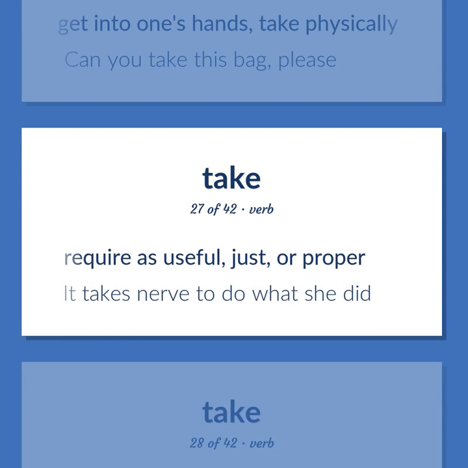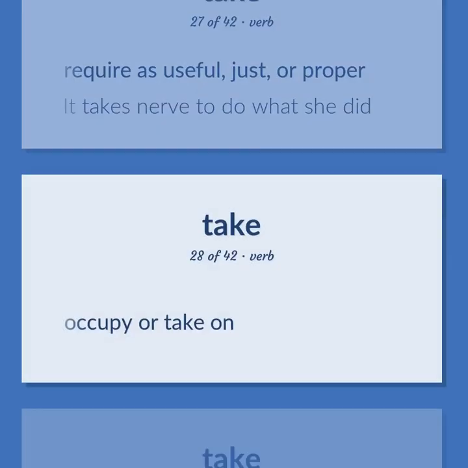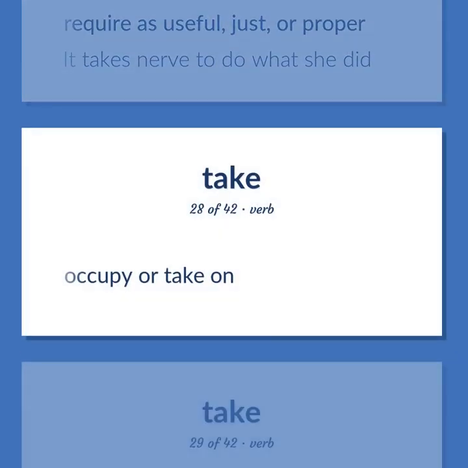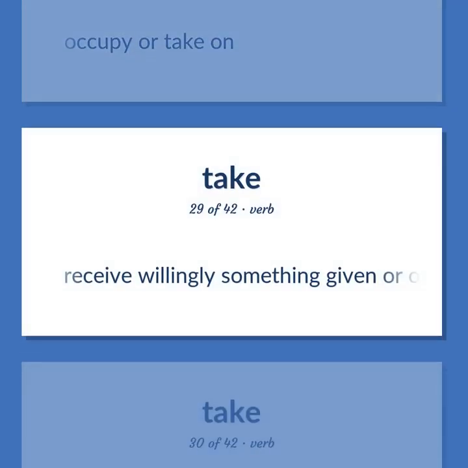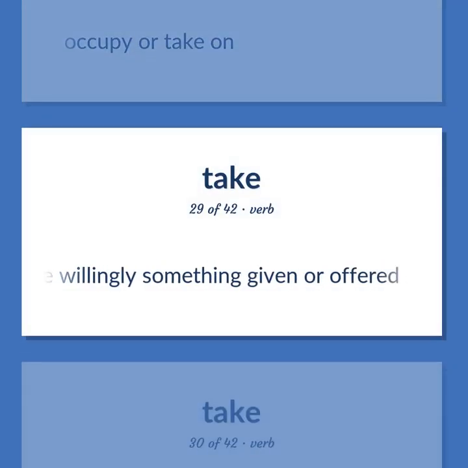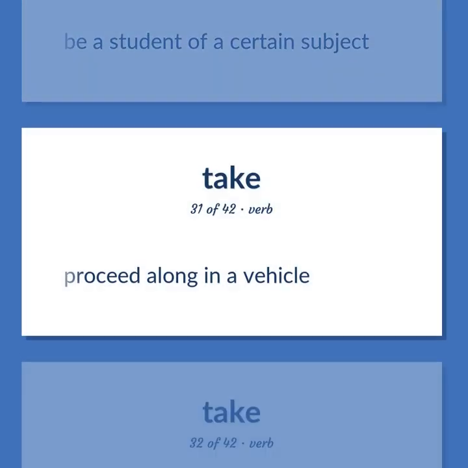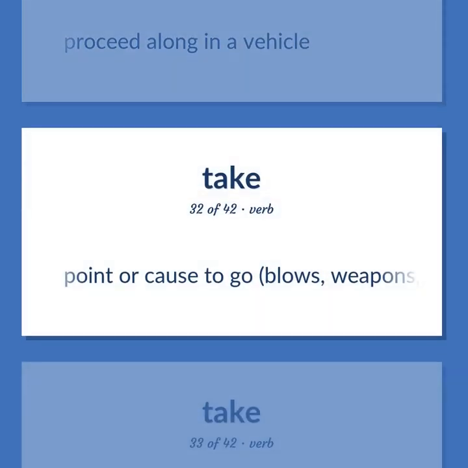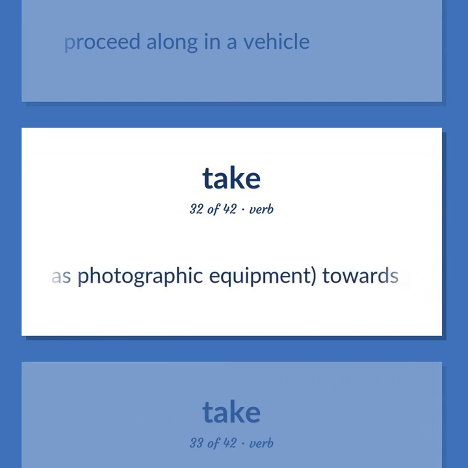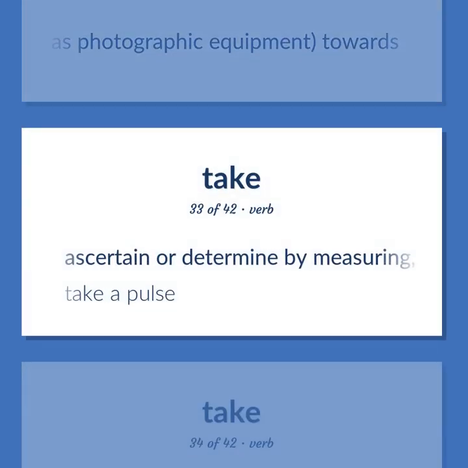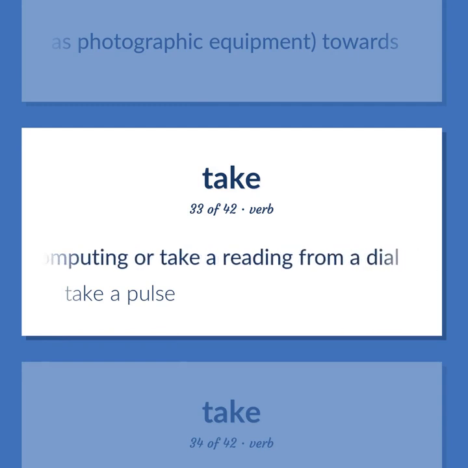Require as useful, just, or proper. It takes nerve to do what she did. Occupy or take on. Receive willingly something given or offered. Be a student of a certain subject. Proceed along in a vehicle. Point or cause to go, blows, weapons, or objects such as photographic equipment, towards. Ascertain or determine by measuring, computing, or take a reading from a dial. Take a pulse.